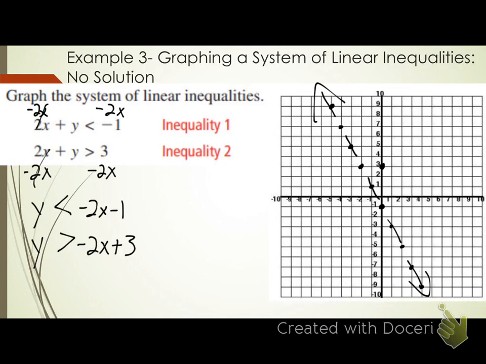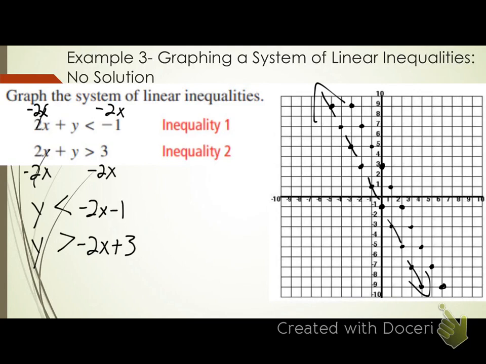Positive 3. What is my slope? Negative 2 again, negative 2 over 1, down 2, right 1. What kind of lines are these going to form? Parallel. What was our answer whenever we were solving systems of equations and we got parallel lines? No solution, because we were looking for the intersection point, right? And they would never intersect.